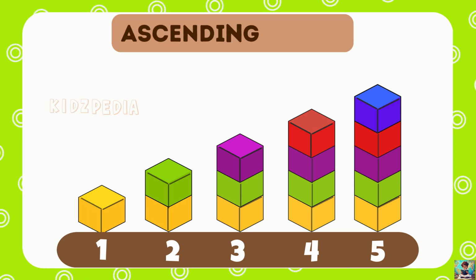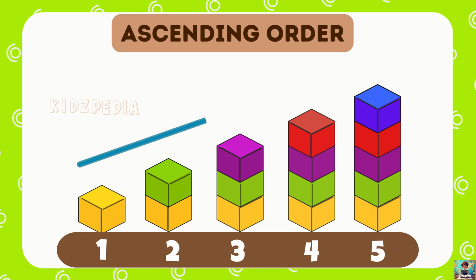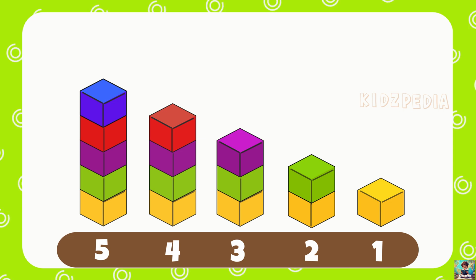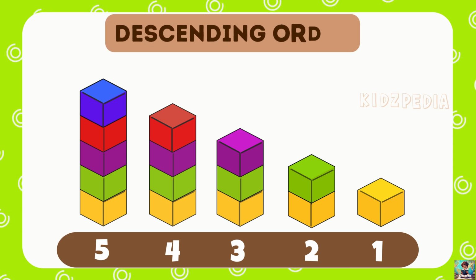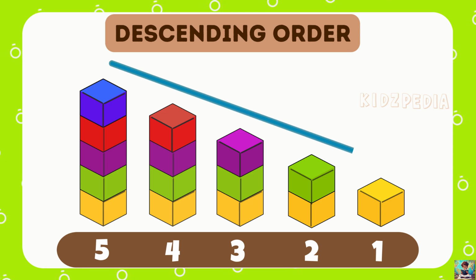So remember, ascending is going up from small to big. And descending is going down from big to small.